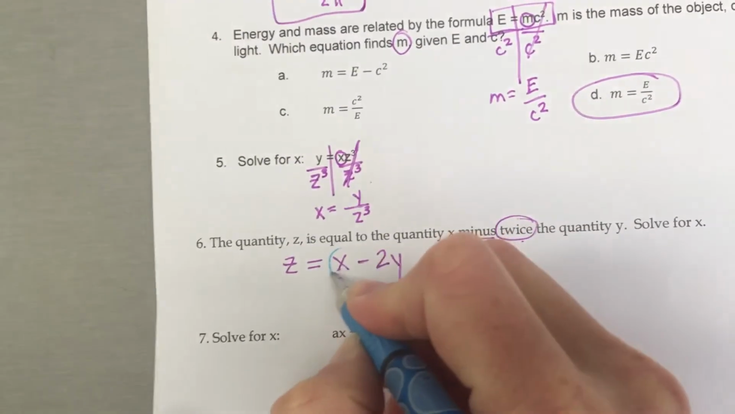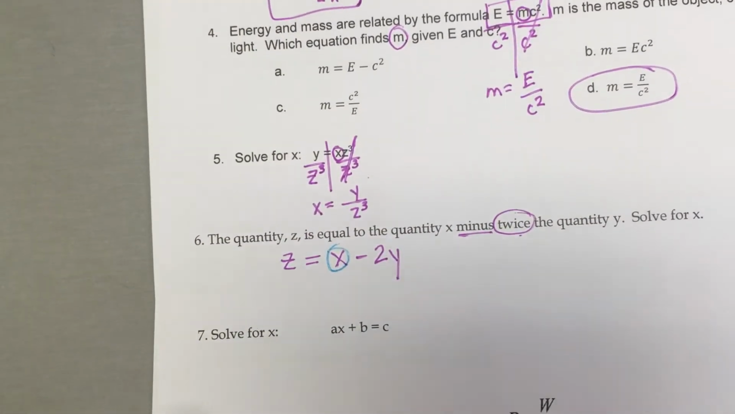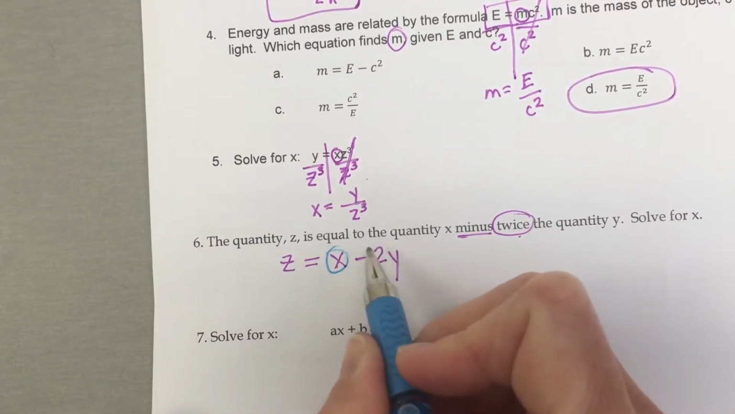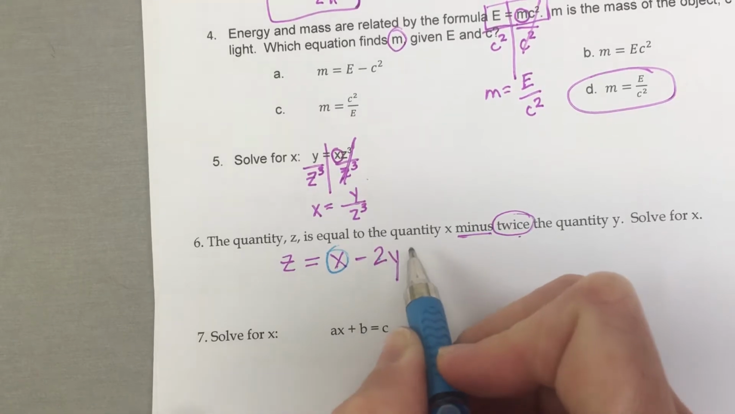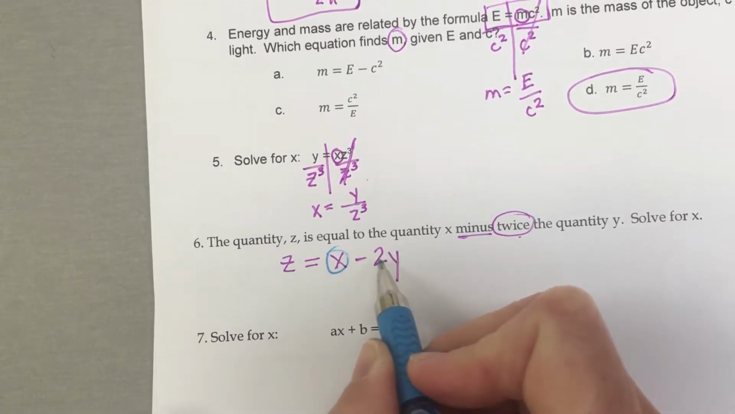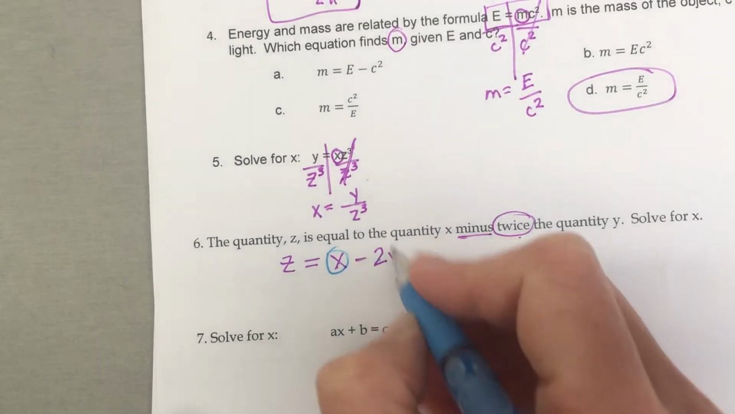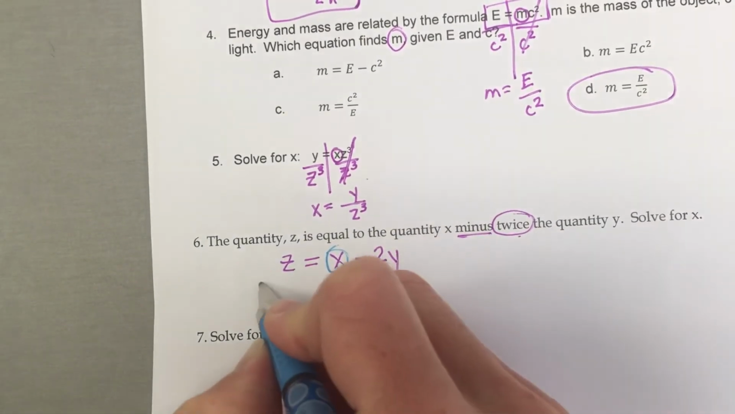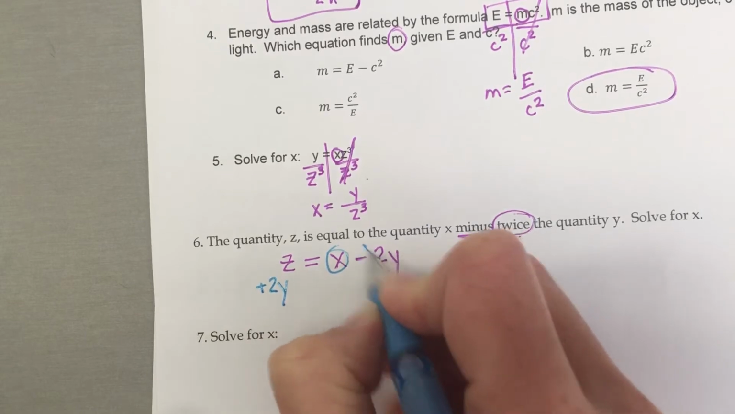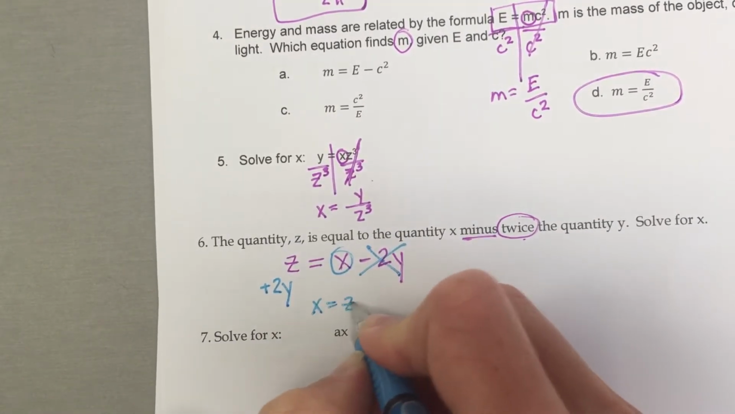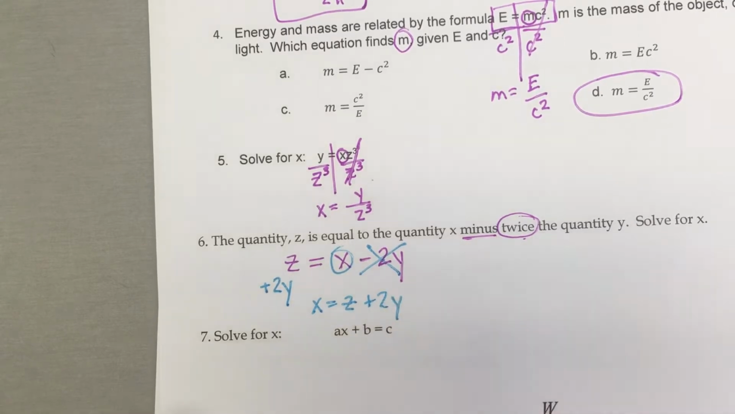So I'm going to circle x. I need to move the 2 and the y, and I can move those all at one time because they are together. The 2 is twice y, and I can move that all at one time. To get rid of minus, I need to plus, so I've got a plus 2y. And so your answer is x equals z plus 2y.